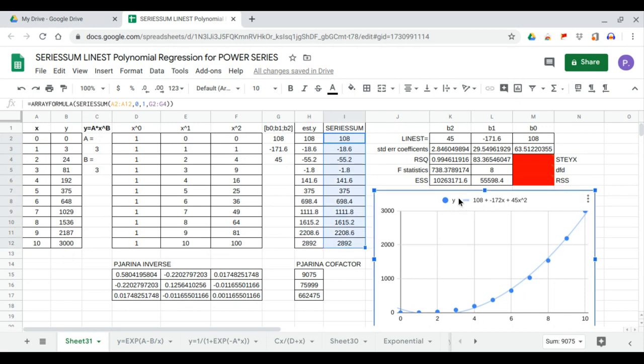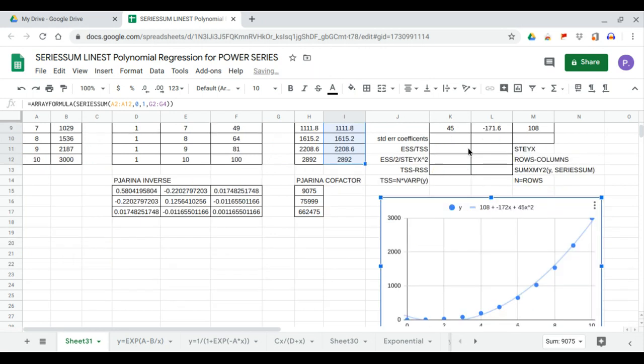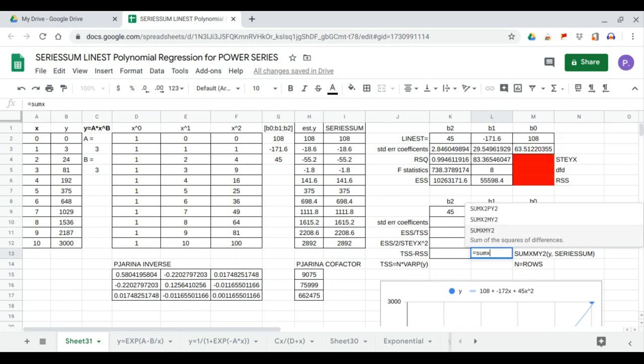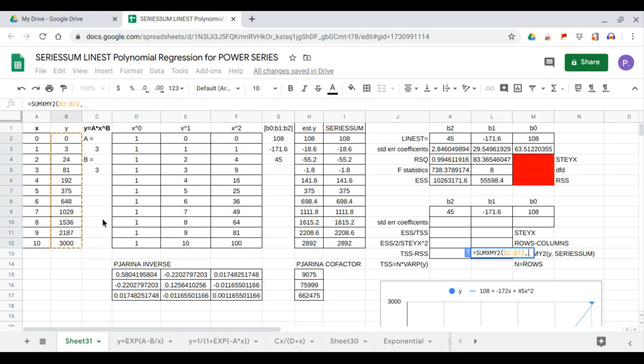Next, we'll calculate the rest of the outputs of the LINEST. Since we already have the y hat and the y values, we can calculate the RSS, the residual sum of squares, or the sum of squares of the difference of y and y hat. Y hat can be SERIESSUM or the estimated y. They're the same. That's 55,598, which matches our LINEST output.